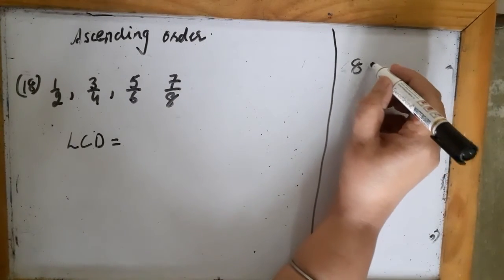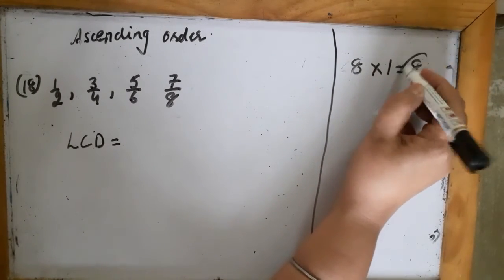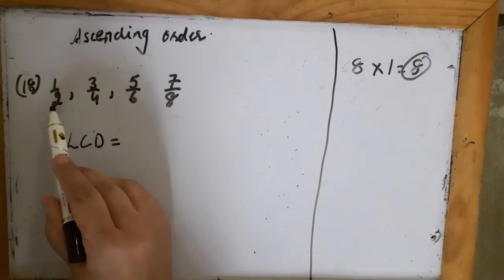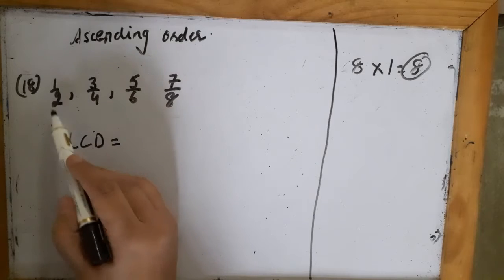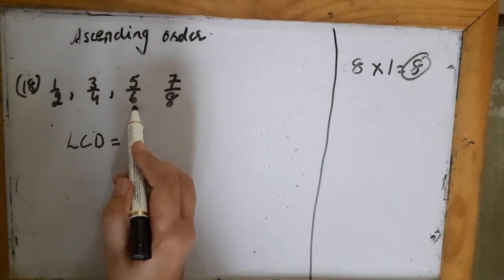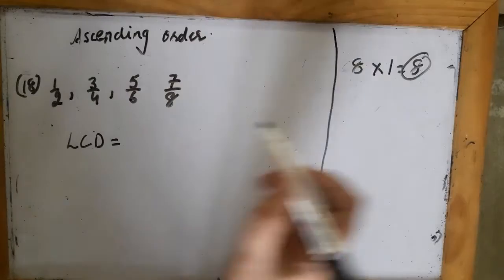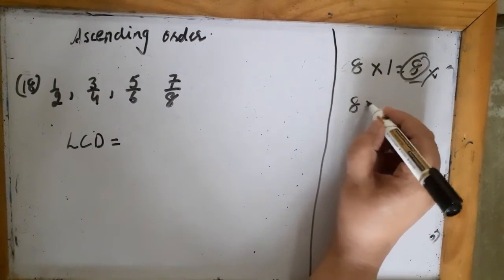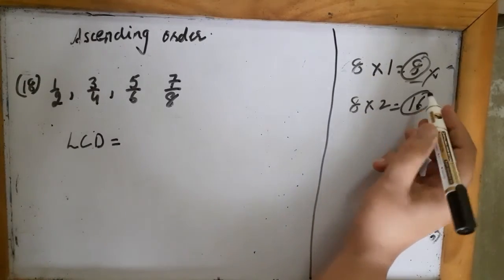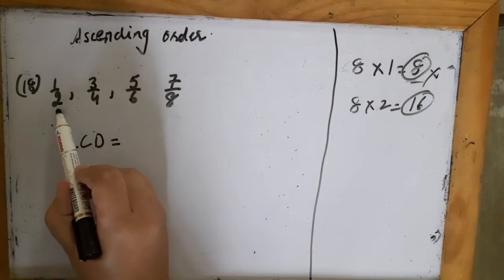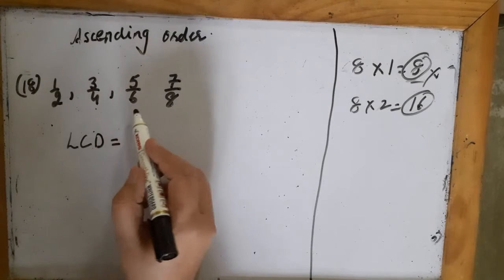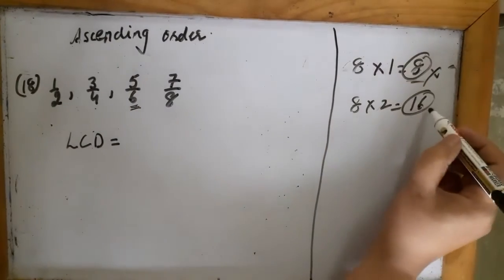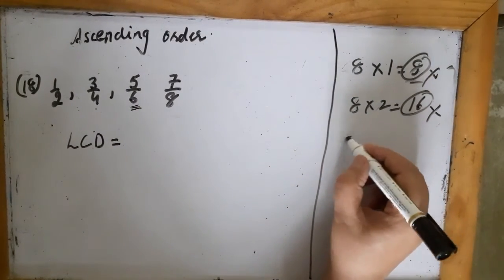8. Start saying the table of 8. 8 ones are 8. Now do you get 8 on the other three numbers? I get 8 on this, I get 8 on this. 2 4s are 8, 4 2s are 8, but I don't get 8 on the table of 6. So this cannot be my common denominator. Now 8 2s is 16. So 16 I can get on the table of 2. 2 8s are 16, 4 4s are 16, but 16 I cannot get on the table of 6. So this 16 also cannot be my common denominator.